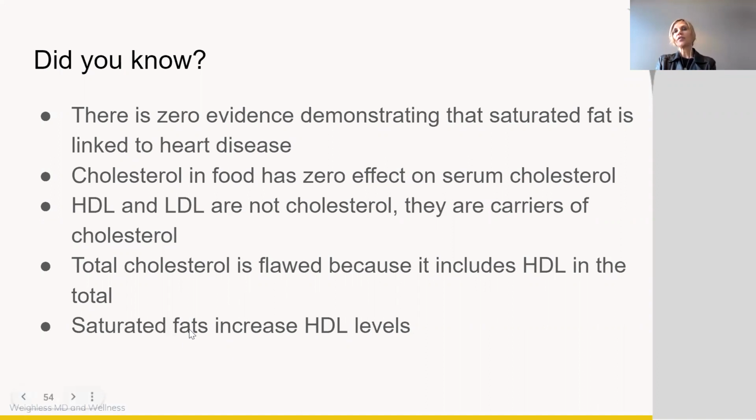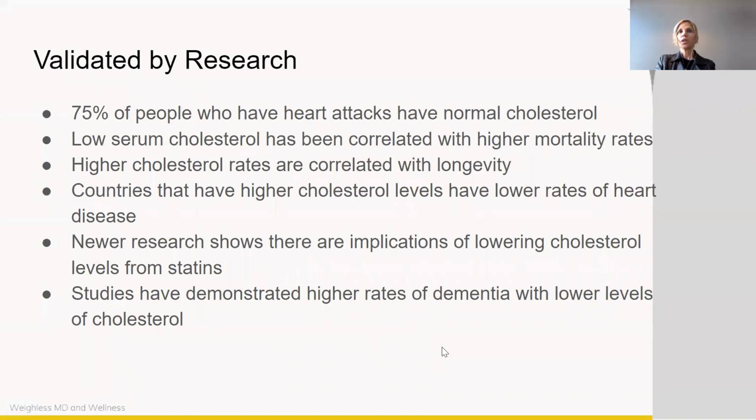And saturated fats actually have a benefit because they increase HDL levels, which helps shuttle the cholesterol away from the heart and back to the liver, where it can be recycled and excreted if not used. So this has been validated by research. 75% of people who have heart attacks actually have normal cholesterol levels. Low serum cholesterol has been correlated with higher mortality rates. Higher cholesterol levels are correlated with longevity, believe it or not. Countries that have higher cholesterol levels have lower rates of heart disease.